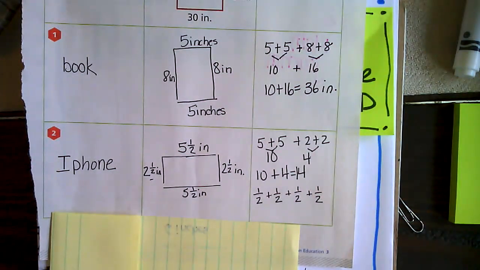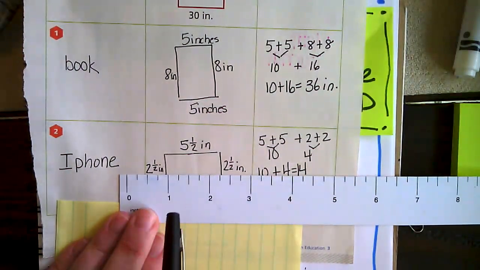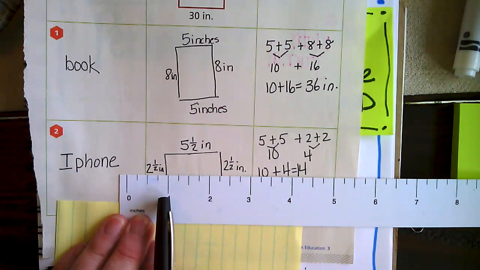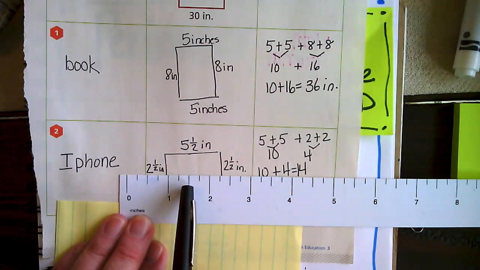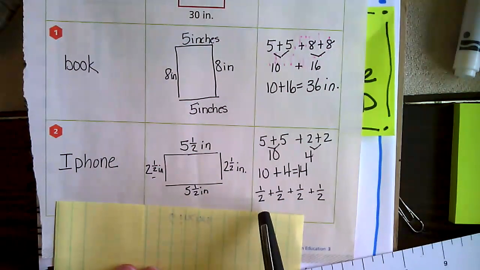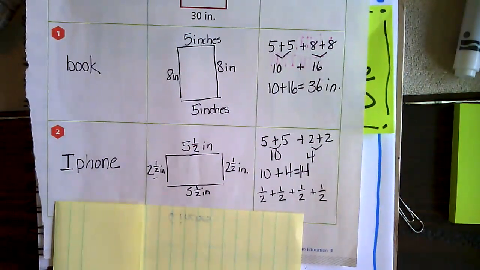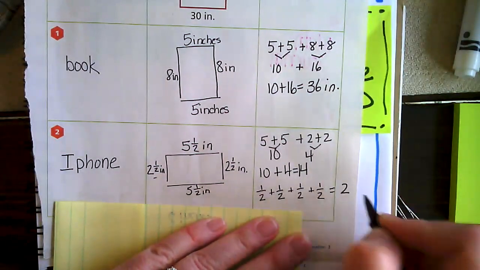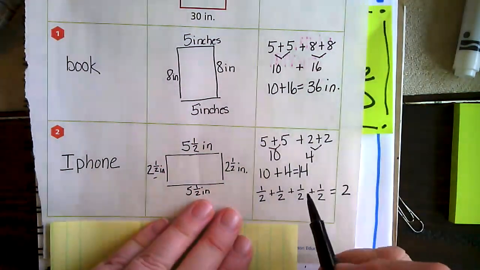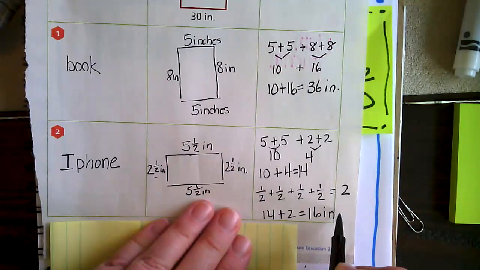Well, if you want to look at it like we would on a number line, we could use our ruler to help us. I'm just going to show you so you can see. So here's a half. I'm going to go another half, then another half, then another half. And I'm at 2. 1/2 plus 1/2 is 1. 1/2 plus 1/2 is 1. So that equals 2. So our grand total around my iPhone is 14 plus 2, 16 inches.